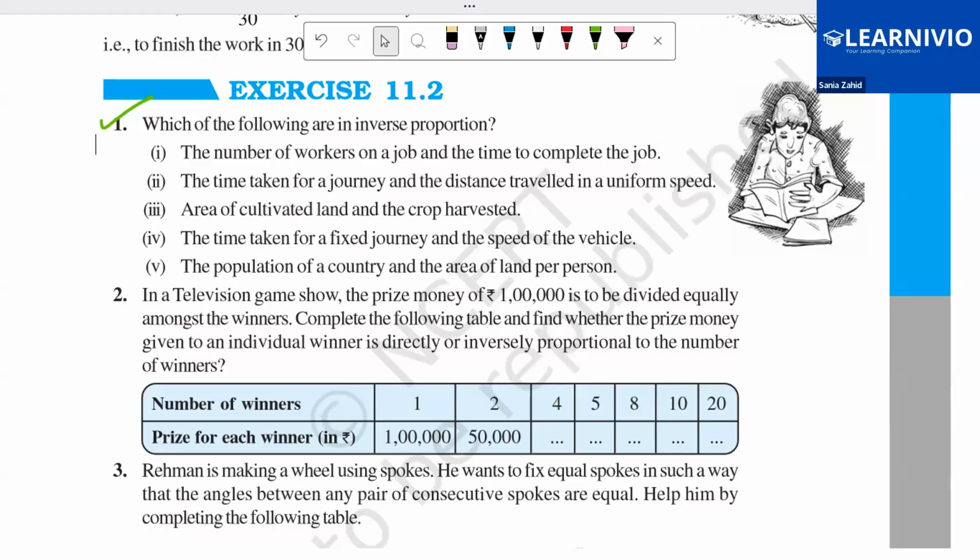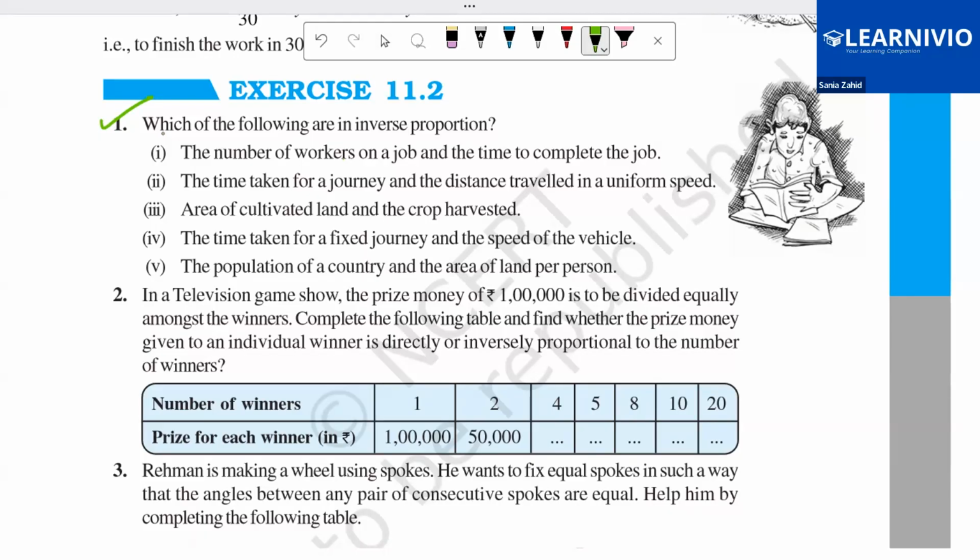You have to check which of the following are in inverse proportion. Like the first one is the number of workers on a job and the time to complete the job. If you have a lesser number of workers on a job, the time required to complete the job will be more.